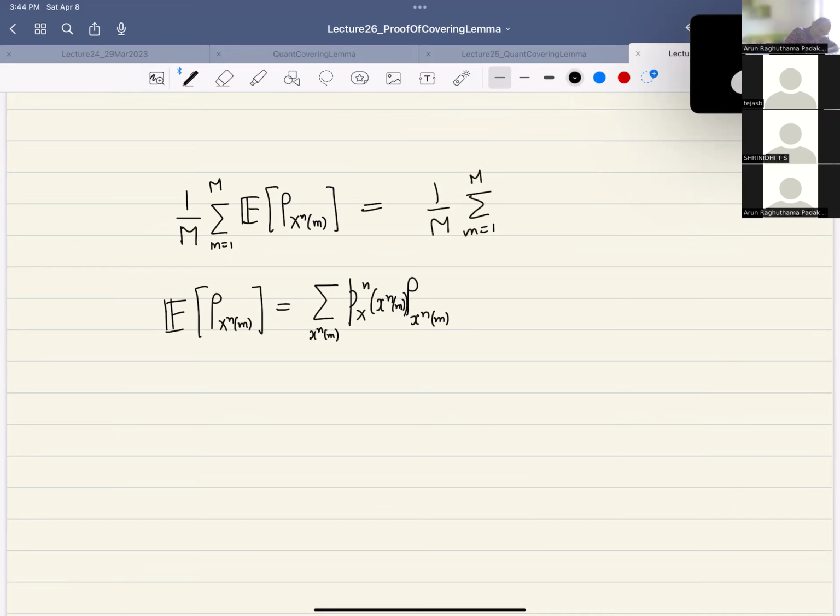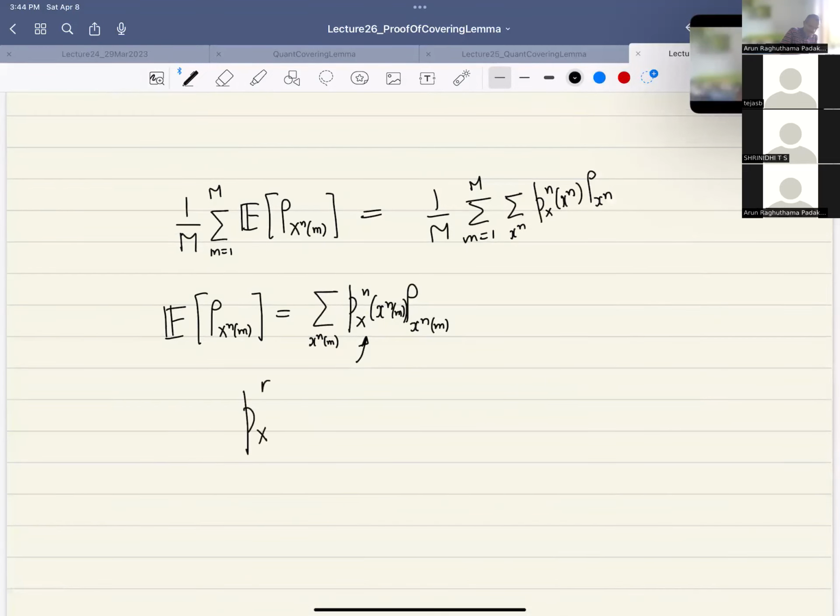If this distribution was depending on the xn of m, then you would have some interesting things. That's not happening. So simply the same product summation keeps on coming. Each of the xn of m's, for m equal to 1, 2, 3, is identically distributed according to pxn. It is the dumbest distribution to take.